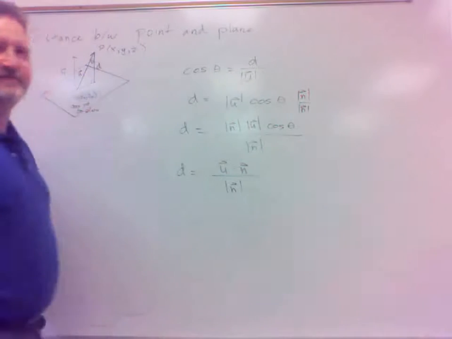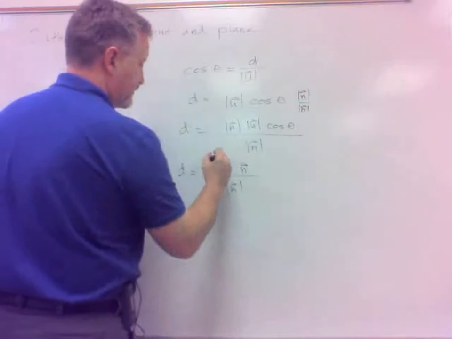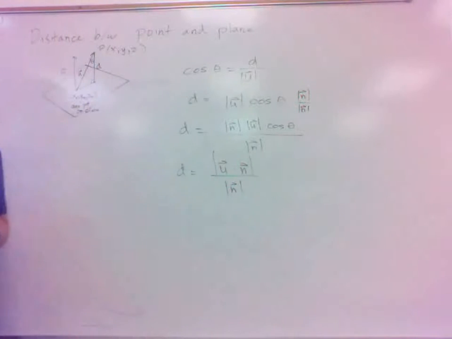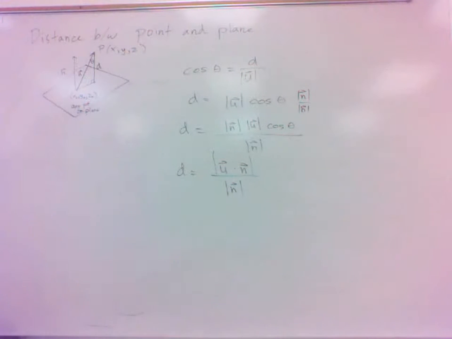So now, the dot product is a scalar. And sometimes the dot product can be negative. And so for that reason, to ensure that it is positive, we're going to do an absolute value of it, divided by the magnitude of n. And so that's going to give us the distance from a point to the plane.